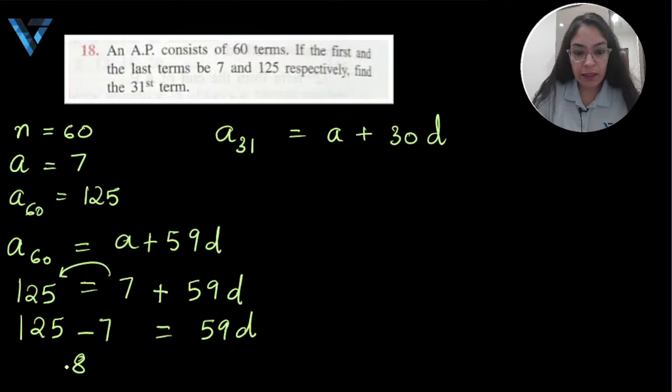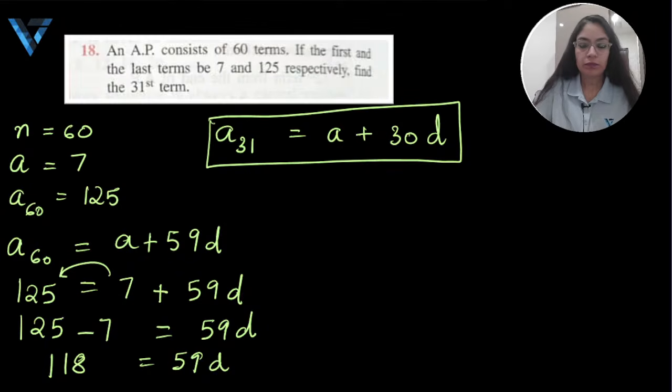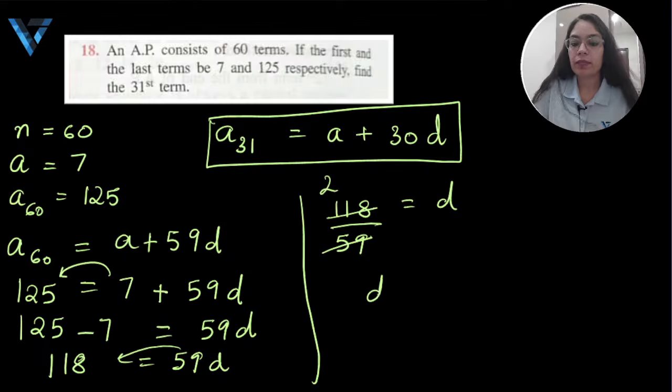If we subtract here, we will get 118 equals 59d. So what is the value of d we are getting here? 118 equals 59d. Let's shift 59 to this side, it will get divided. So d's value will be 2. So d is equal to 2.